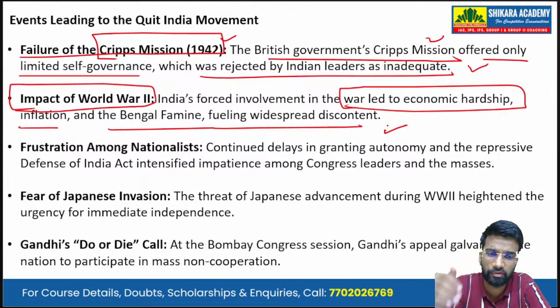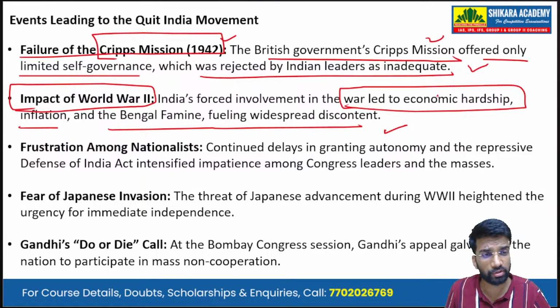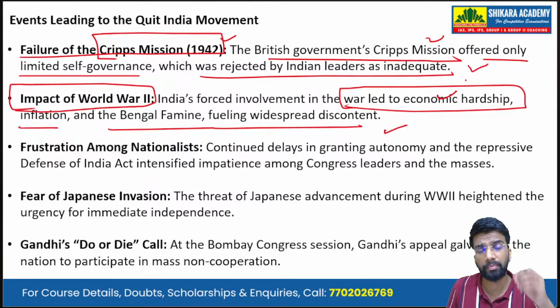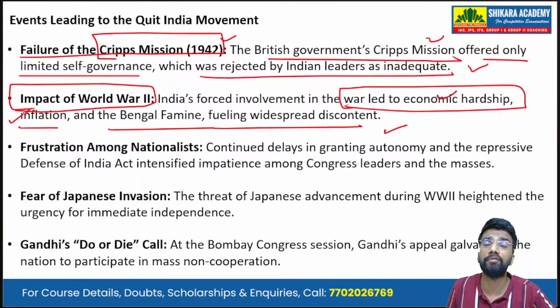Because the Indian soldiers were serving the British army, they were sent to fight in World War II. This was forced involvement, because the Indian leadership was not very keen to send the Indian soldiers. But anyway, the soldiers were sent, and this led to economic hardship, because the British were spending resources on their war machine. Inflation rose, and the infamous Bengal famine of the 1940s further fueled the widespread discontent.